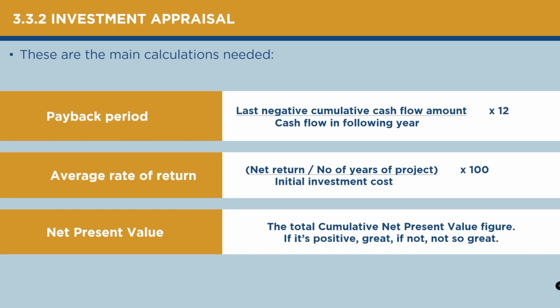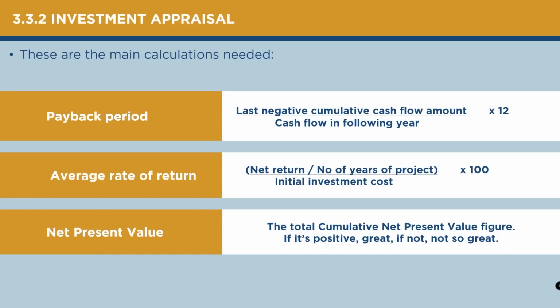And these are the three calculations. So payback period, when looking at the table, I'm going to show you an example of this. The last negative cumulative cash flow amount divided by the cash flow in the following year, times by 12. 12 gives you the amount of months. And we'll talk about that again when we do the example.